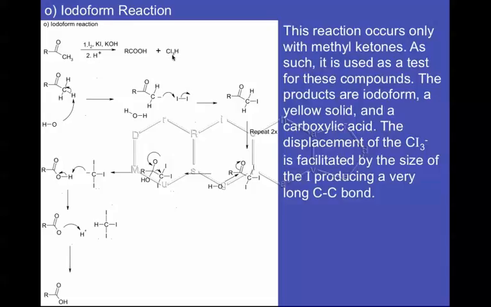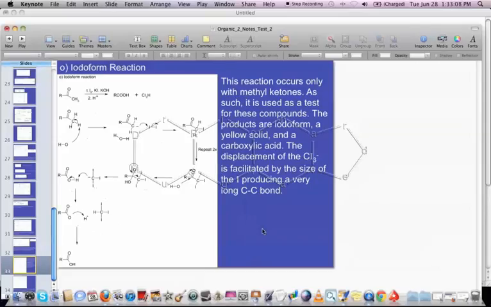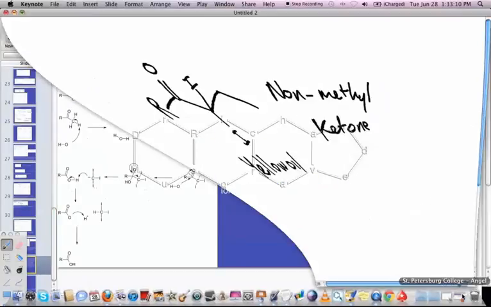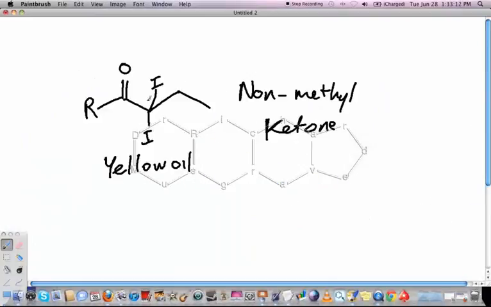This is a yellow solid, and it's very easily identifiable. You see it come out of solution, so you know you've got a methyl ketone. If a non-methyl ketone is used instead of a methyl ketone, the kinds of compounds we get from the same set of reagents have iodines attached to the carbon next to the C double bond O, and these compounds are typically yellow oils and not yellow solids, so we can easily identify methyl ketones when a yellow solid pops out of solution.